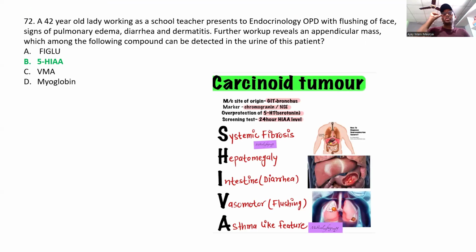But the most common site is the GIT and the bronchus. The marker is chromogranin, due to the overproduction of 5-HT, serotonin. The screening test is the 24-hour 5-HIAA, the hydroxyindole acetic acid level. Please remember to study the carcinoid tumor in a very clear way, guys. Features include cardiac fibrosis, hepatomegaly, diarrhea, vasomotor flushing of the skin, and asthma-like features.